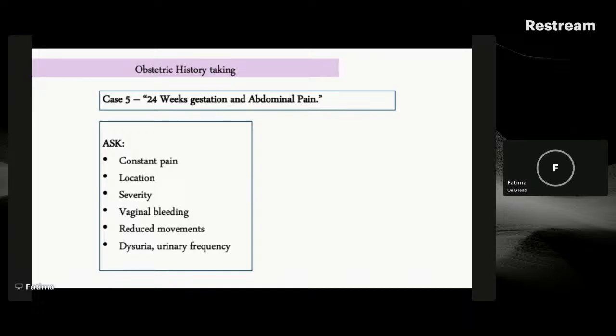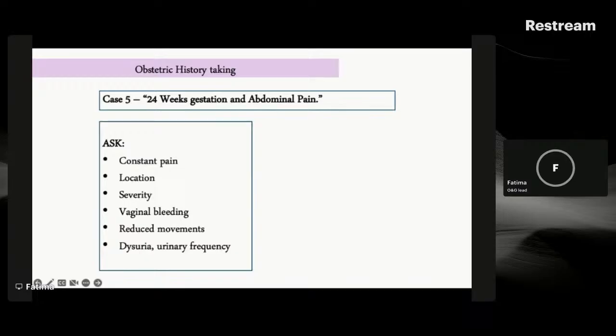So I'd ask first about the nature of the pain, its location, its severity, and whether it's constant or intermittent, because constant severe pain raises concerns for placental abruption, whereas intermittent might suggest preterm contractions. I'd also ask about associated vaginal bleeding, because painful bleeding strongly suggests placental abruption, while painless bleeding indicates placenta previa.